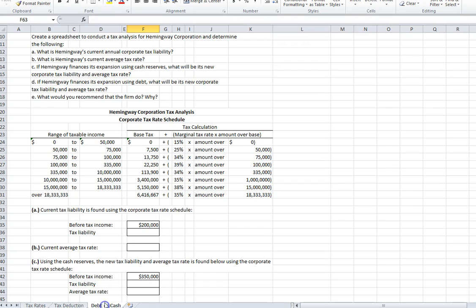And now the last example on this spreadsheet is a rather involved one. It comes from the spreadsheet example at the back of the textbook. Here, I'm going to ask you to look over this company and conduct a tax analysis for Hemingway Corporation. And I want you, let's go over here.